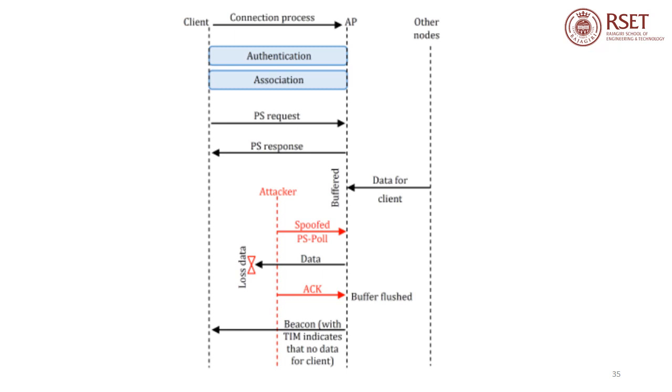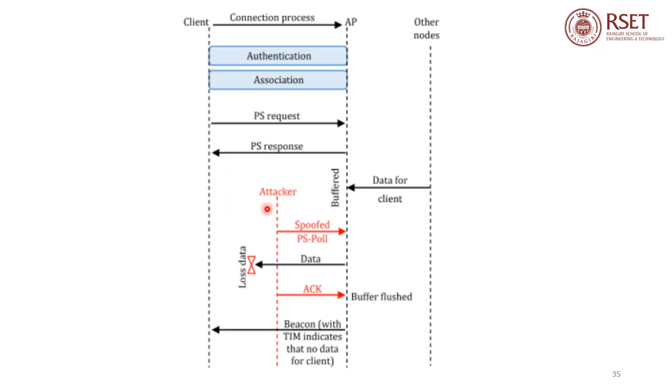This is a diagrammatic representation of the PS poll attack. Here we can see initially the client, for example the wireless station, will connect itself with the access point using authentication and association procedures, and then suppose the wireless station wants to go into a sleeping mode, it will give a power saving request to the access point. Then there will be a power saving response, and the wireless station has gone into the sleeping mode.